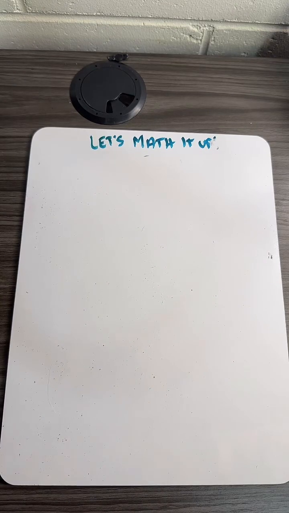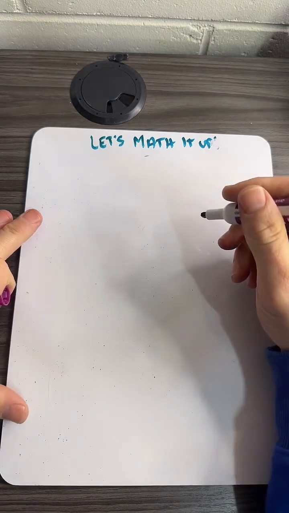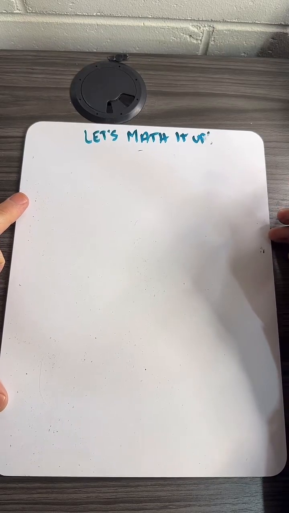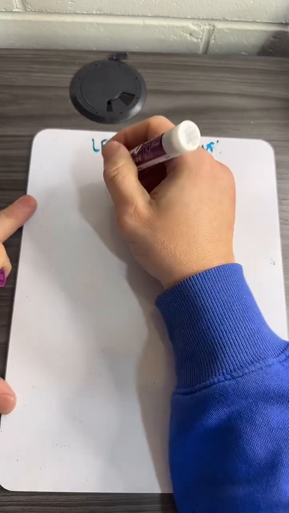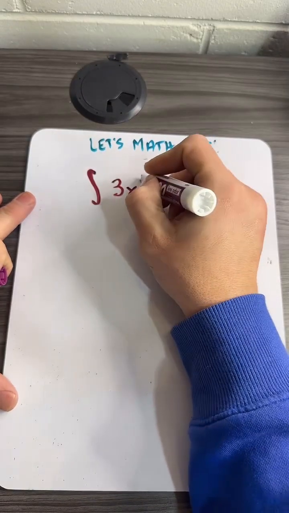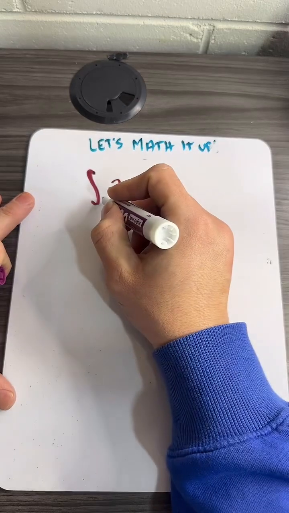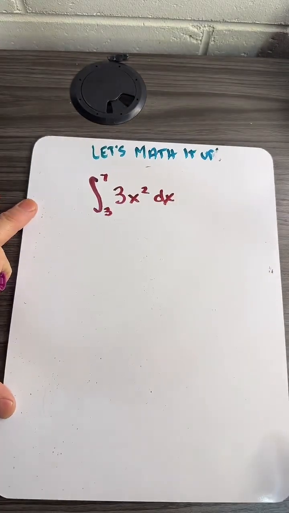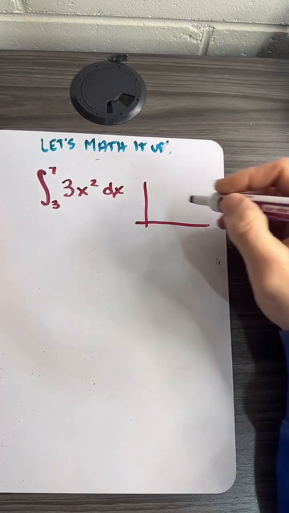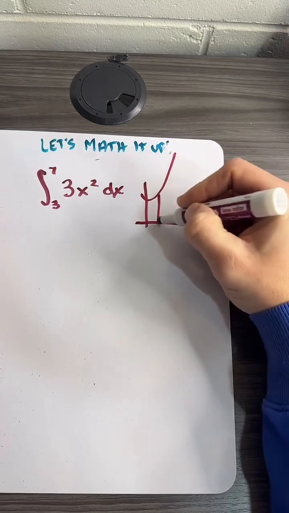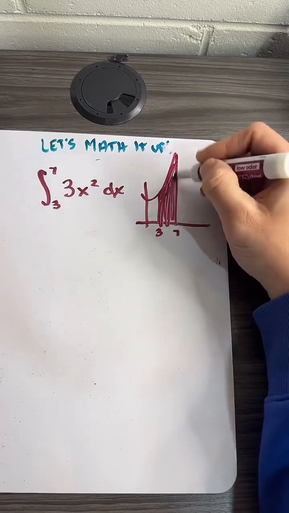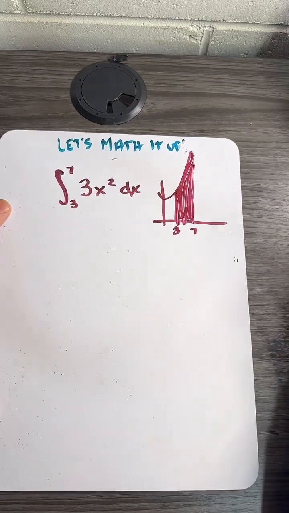Integrals. Perfect. All right. So let's do integrals of just like 3x squared dx. All right, let's go ahead and take a look at this. So again, just kind of a crash course. An integral is going to be the sum of infinitely small squares or rectangles from 3 to 7 that get you the area of the curve.